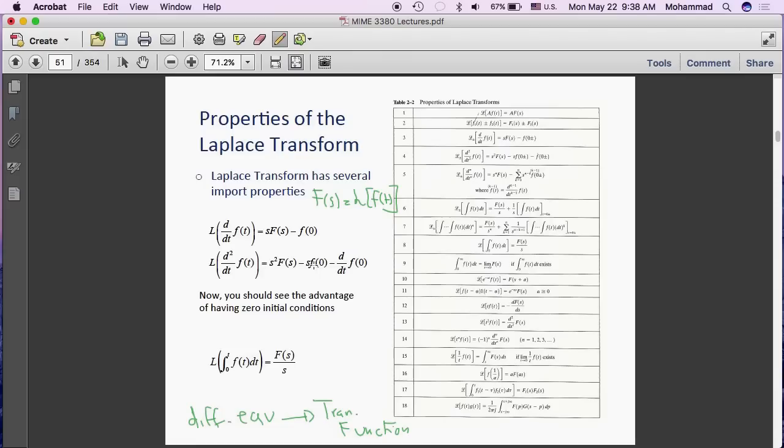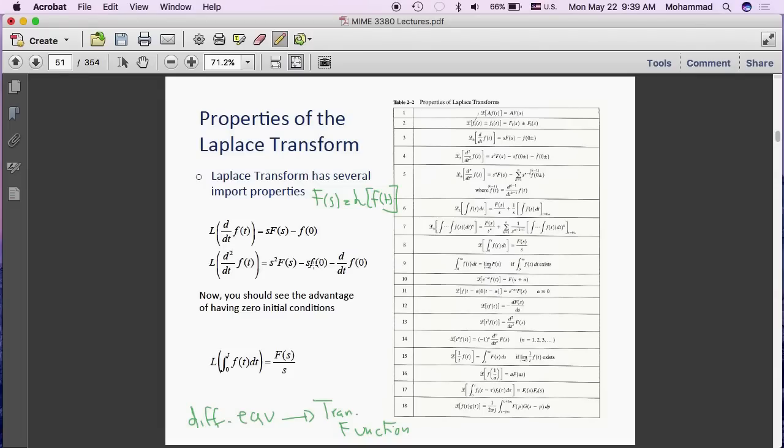What is s? What is the variable that replaces t? t was time. You remember that? So when you go to the Laplace domain, you no longer have time involved. You have s, which is the Laplace variable, a frequency variable. So you don't have to deal with time and its derivatives. That's the essence of what the Laplace transform is.